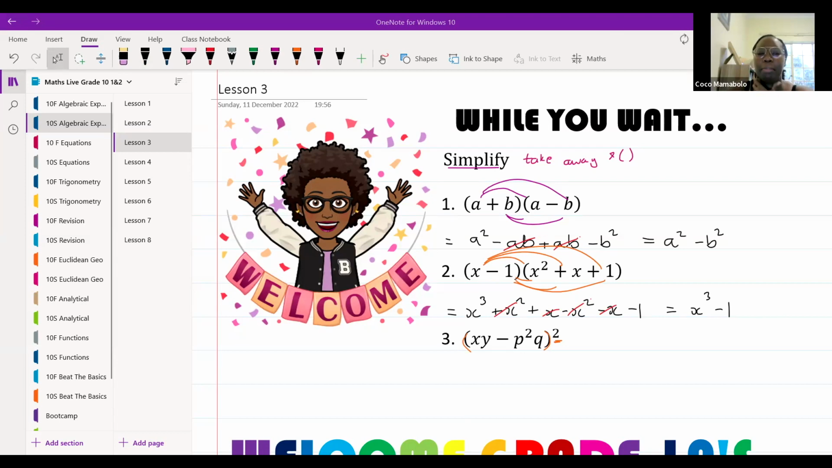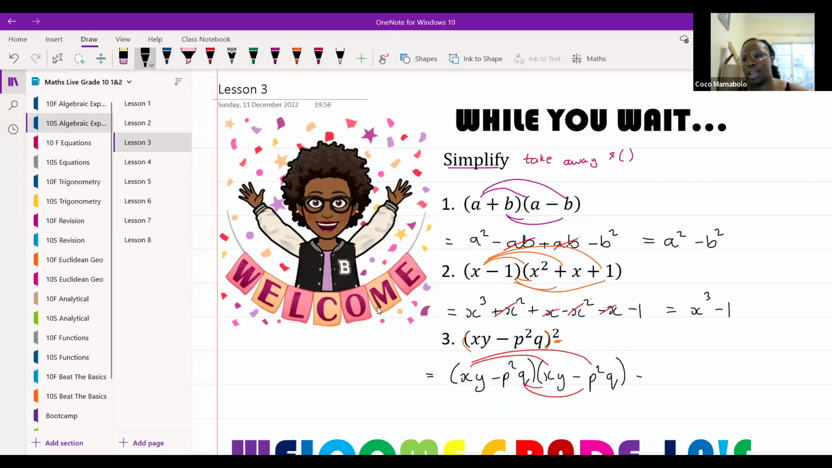Open it up. Somebody's saying open it up. I need it to be a little bit more specific, not just open it up. Yes, correct, Ziketelo. We need to rewrite it twice. Correct. So we're going to have to take this bracket and rewrite it twice. So I'm going to go xy minus p squared q, rewrite it, xy minus p squared q, and we're back to the top. We're foiling again. We're going to do first, outer, inner, last. FOIL.